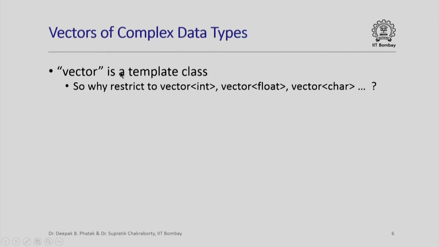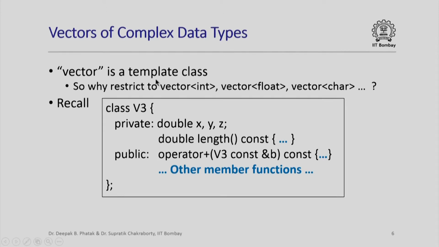Now, in the last lecture, we have basically seen vectors of integers or vectors of floats or vectors of characters, basically vectors of primitive data types. However, the vector is actually a template class. So, why can't we have vectors of complex data types?